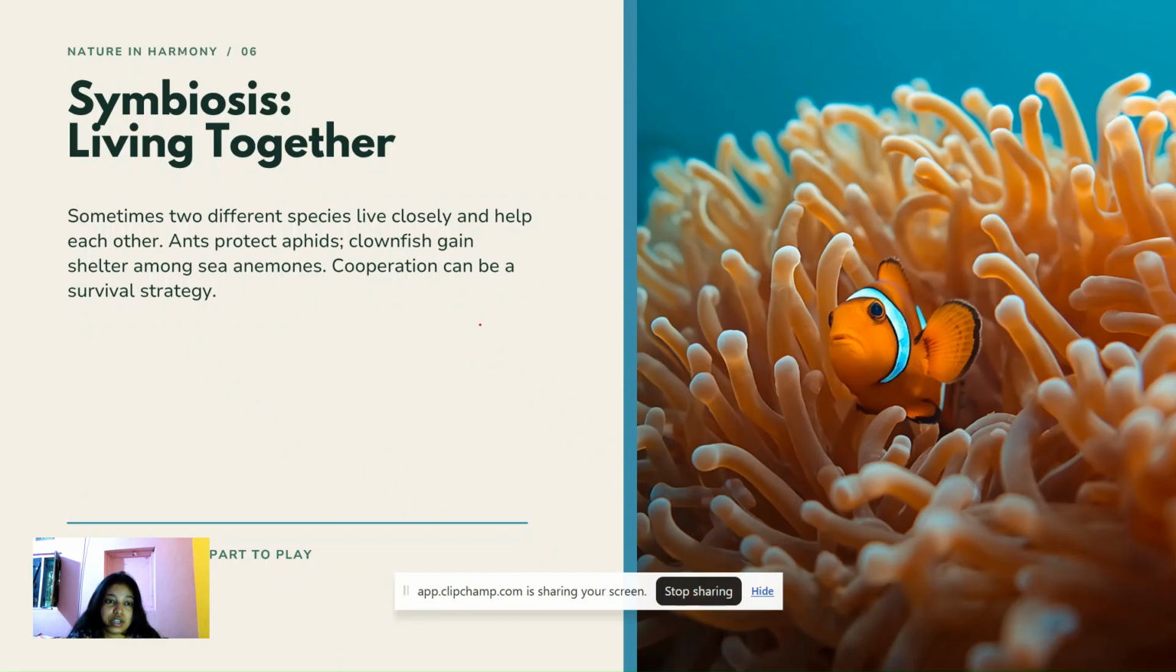Symbiosis, that is living together. Sometimes two different species live closely and help each other. Ants protect aphids, clownfish gain shelter among sea animals. Cooperation can be a survival strategy. In this strategy, that is called symbiosis, the two different species are living together and they are codependent on each other.